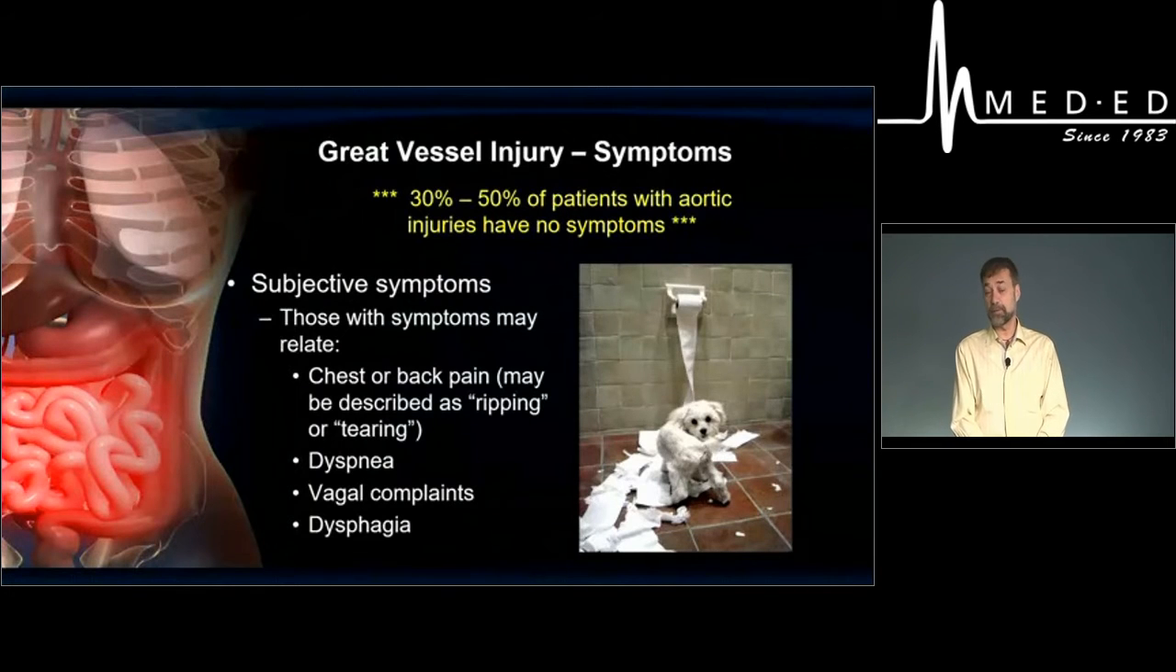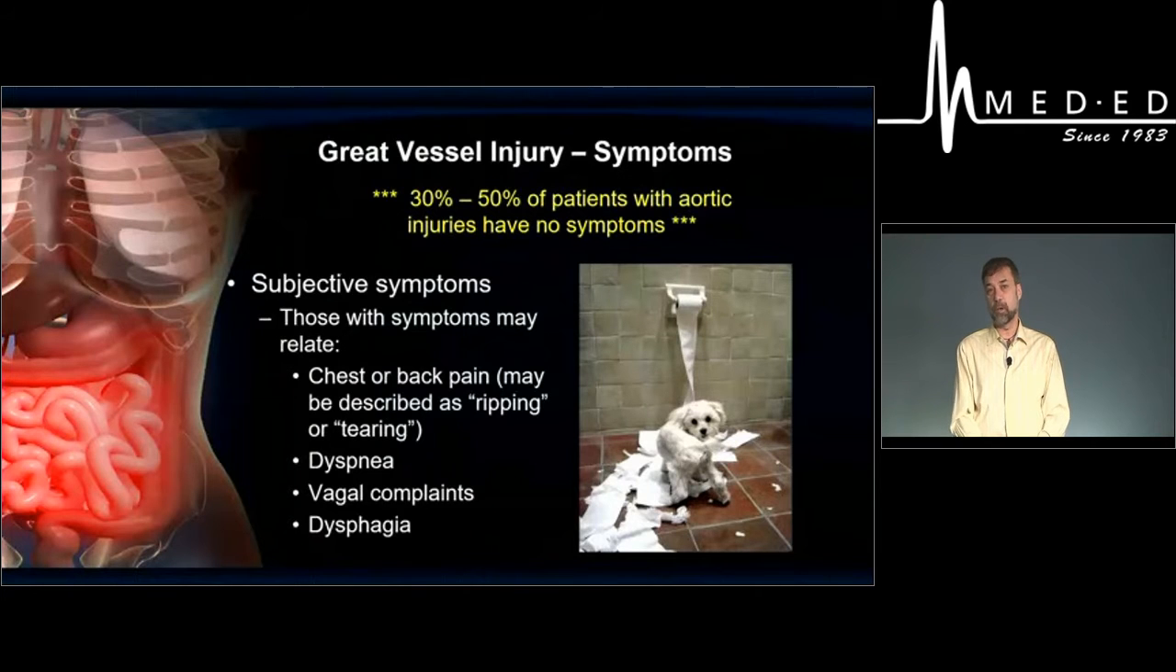Now, this is a surprise to me. I don't know about you, but 30 to 50% of patients with aortic injuries will be asymptomatic. They'll have no signs of injury at all. And so that can make the diagnosis challenging. Now, of those who have symptoms, some of the symptoms that you may see with great vessel injury include chest or back pain. And much like a dissection, the patient may describe it as a tearing, ripping chest pain. And then think about blood filling into the mediastinum.